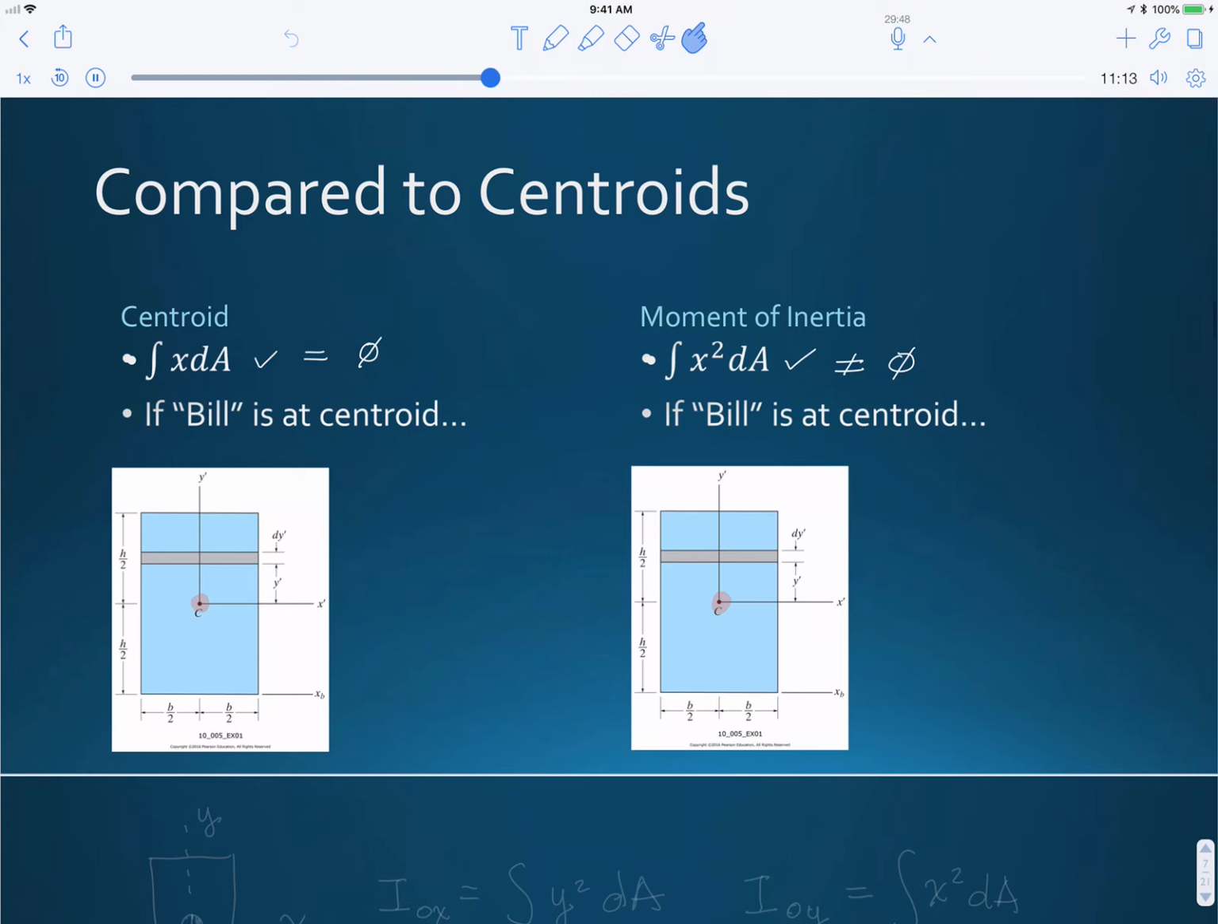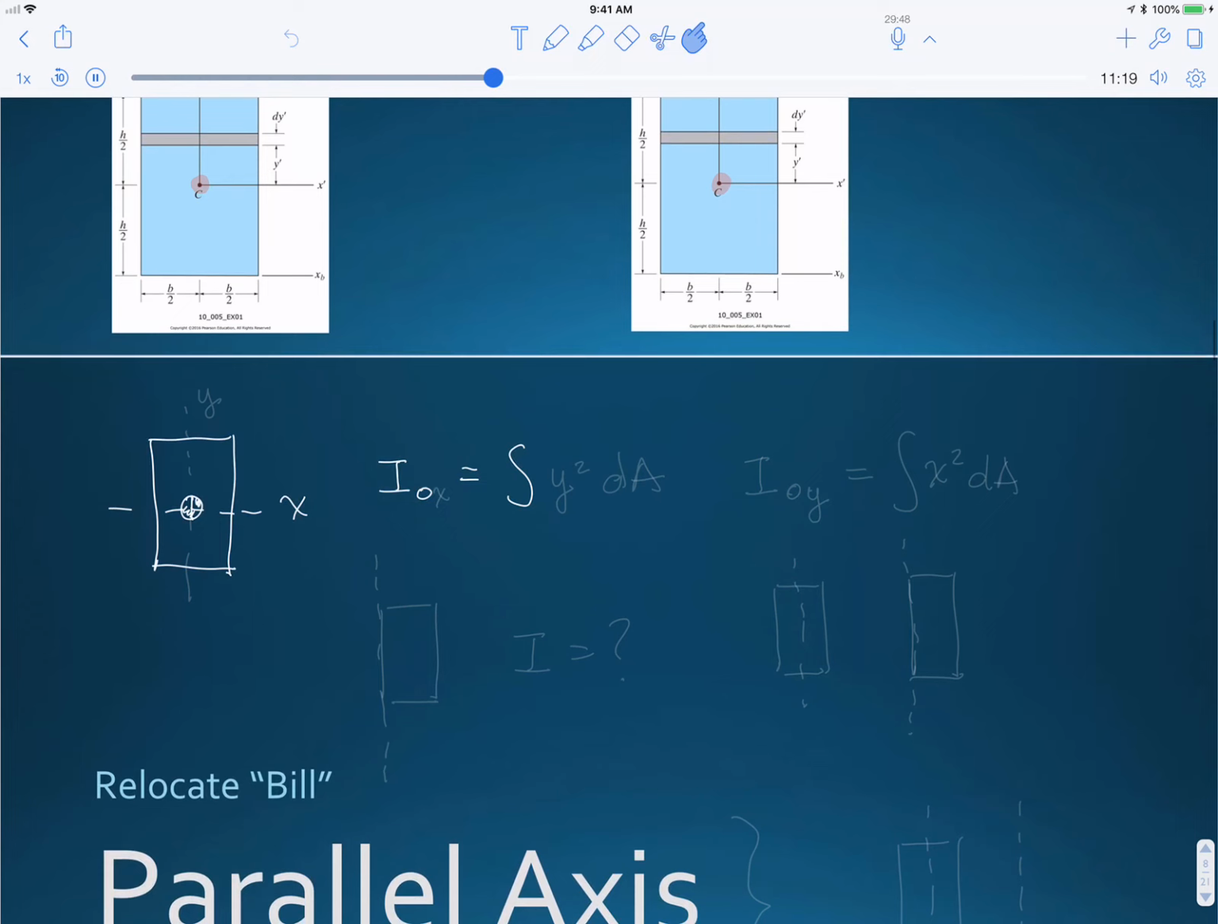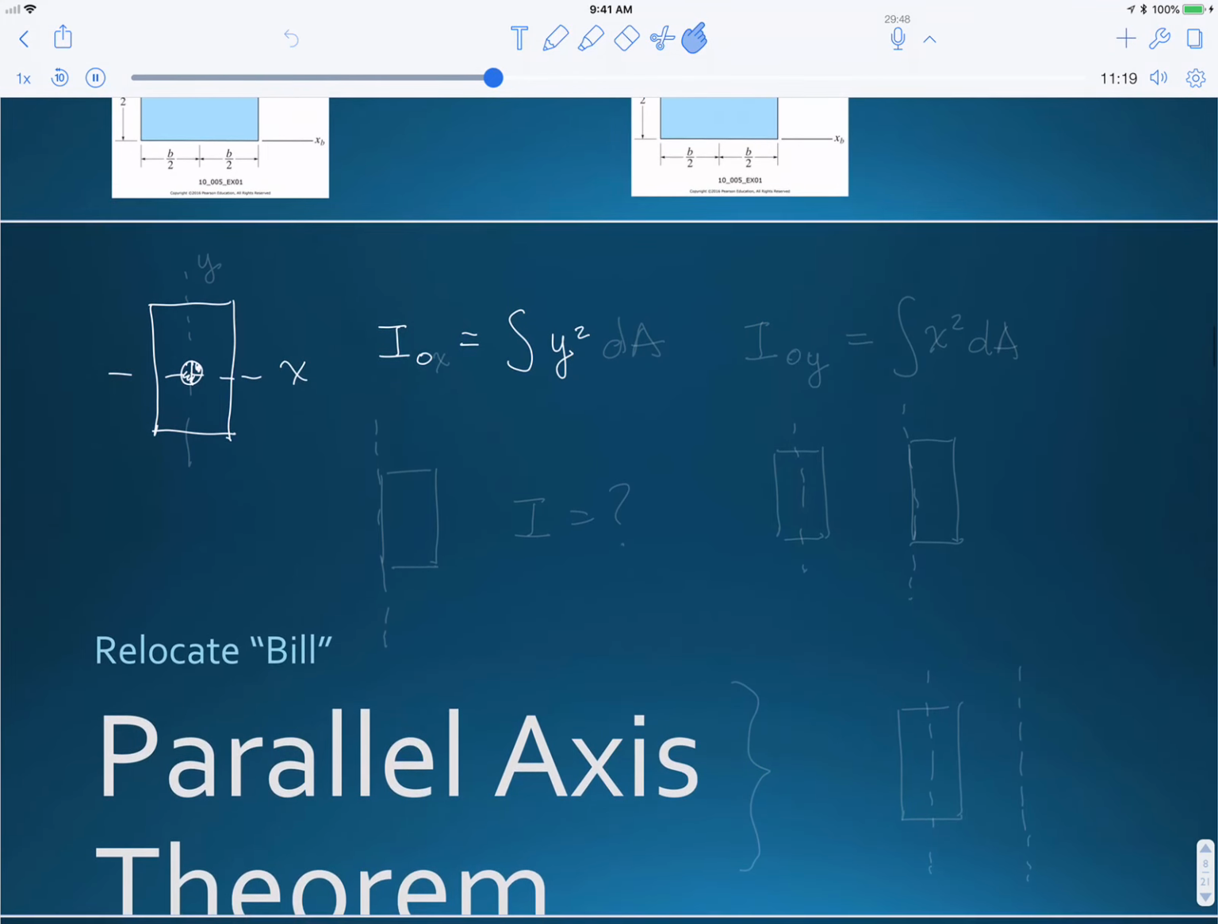So to summarize, to get the moment of inertia for a given shape, let's say about the x-axis, the integral of y squared dA, and that's I0x, and I0y, the integral about the y-axis, is the integral of x squared dA when x is measured from the centroid.